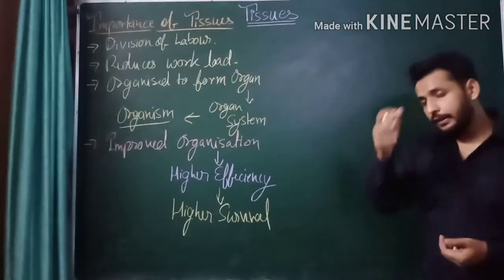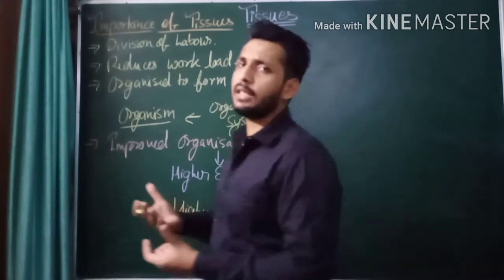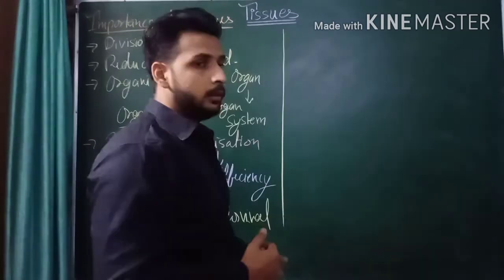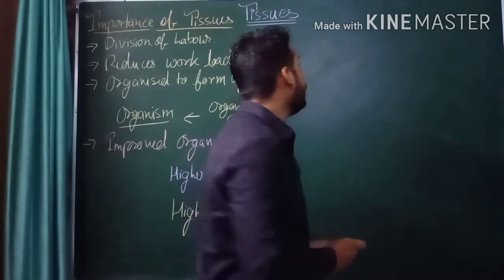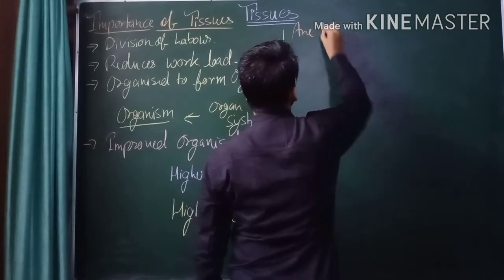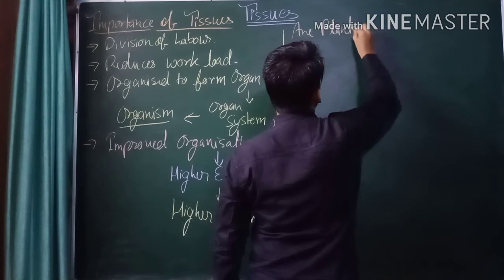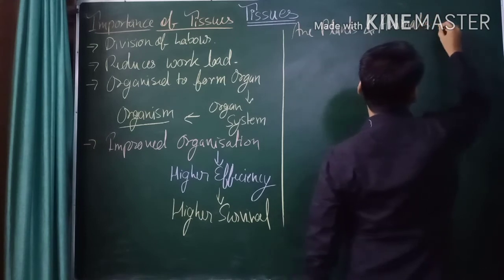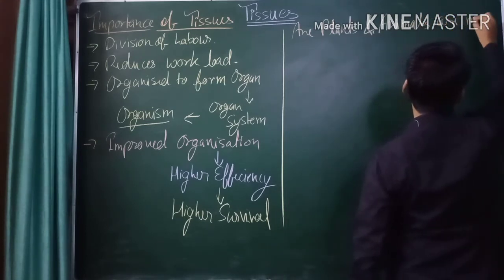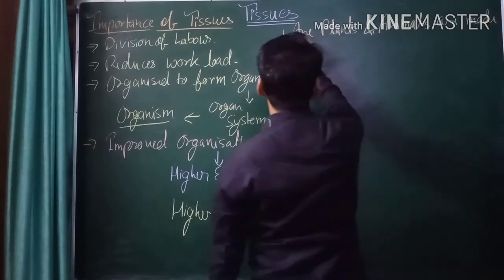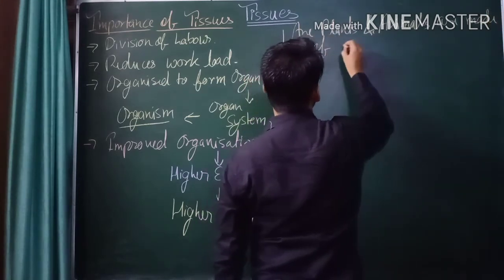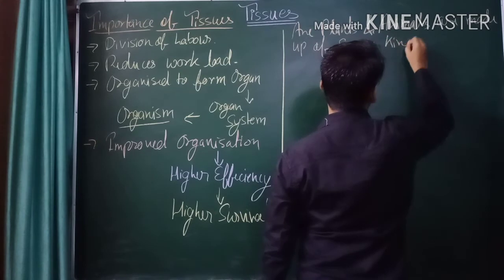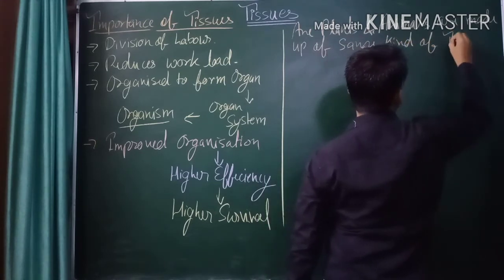So this is the importance of tissue. Okay, now we will study that tissues are basically present in multicellular organisms like plants and animals. Now the question arises: are plants and animals made up of the same kind of tissues?